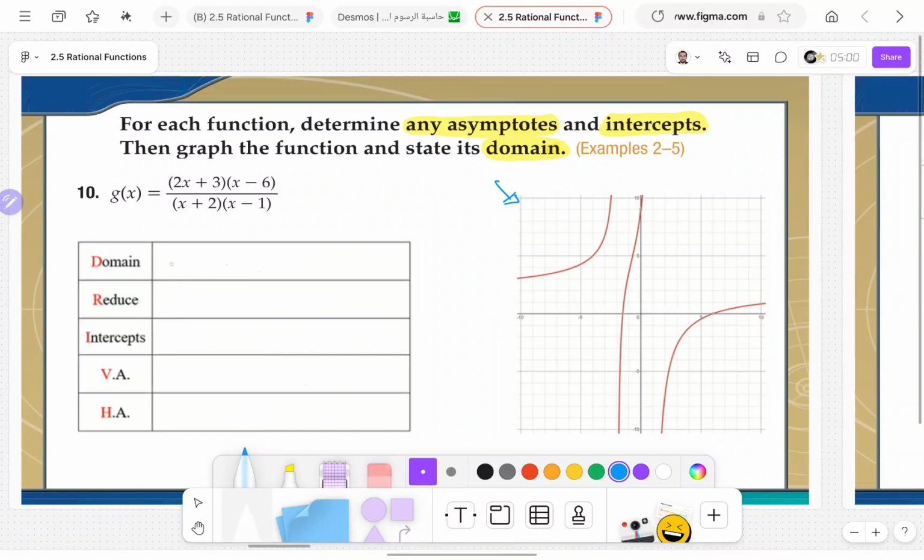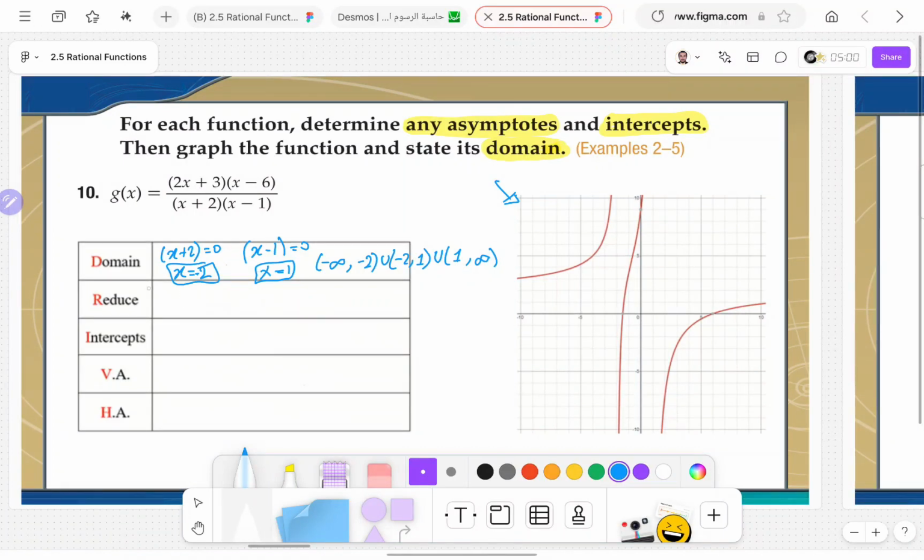Now, let's find the domain. For the domain, we need to set the denominator equal to 0: x plus 2 equals 0 and x minus 1 equals 0. So the first x is equal to negative 2. Now the second one is x equals 1. I have 2 excluded values, so the domain is from negative infinity to negative 2, union from negative 2 to 1, union from 1 to positive infinity. Okay? Now as you can see, this is how we can find the domain.